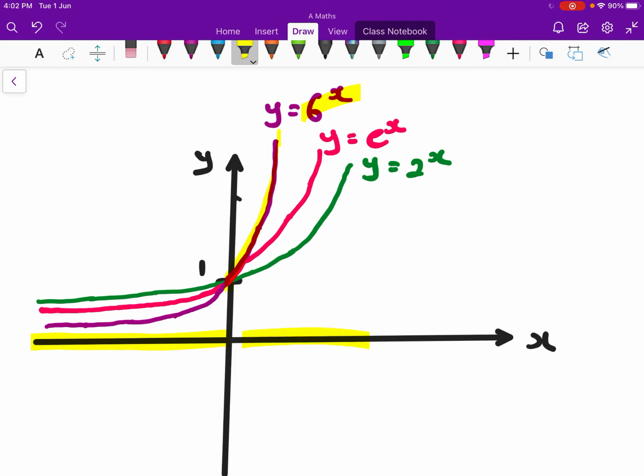For the positive x-axis, your y equals 6 to the power of x is above everyone. But for the negative x-axis, your y equals 6 to the power of x is below everyone. So it's like compensating; you can't have the best of both worlds. Alright, so this is how you sketch your power graph.